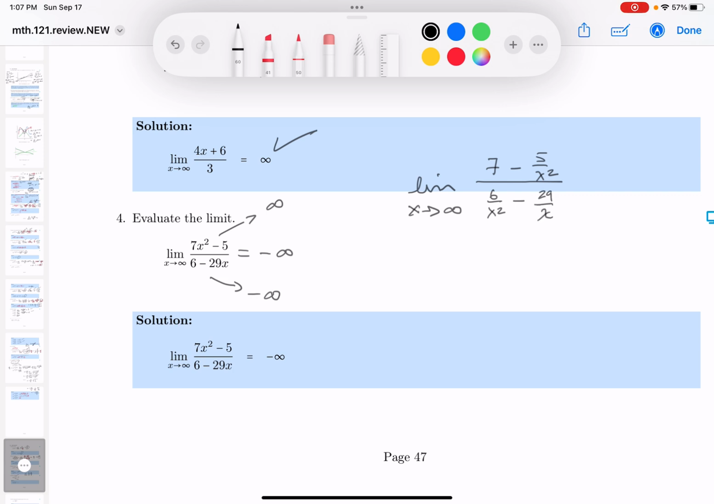Now, a lot of people look at this and say, what am I going to do now? Well, as x goes to infinity, the top goes towards 7. There's trouble here, though. Where does the bottom go? Towards 0. It's the side of 0 that's so confusing to students. What side is it coming in from? It's actually coming from the left side, which means a negative number. So 7 divided by a very tiny negative number is going to blow up to minus infinity.